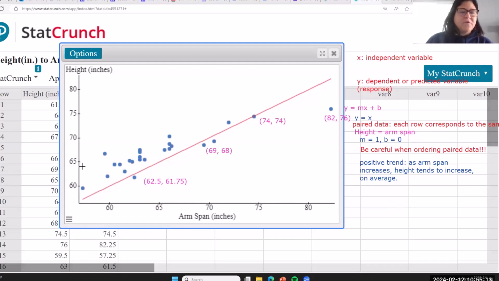So all of these points on the left, their height is bigger than their arm span, and all of the points below that line y equals x, their arm span is bigger than the height. But a lot of these points lie right across it. So basically a lot of us have an arm span that's pretty close to our actual height. But that's the line y equals x.